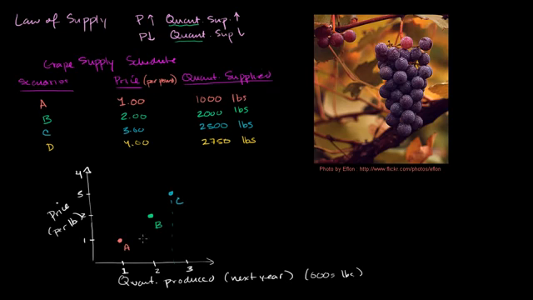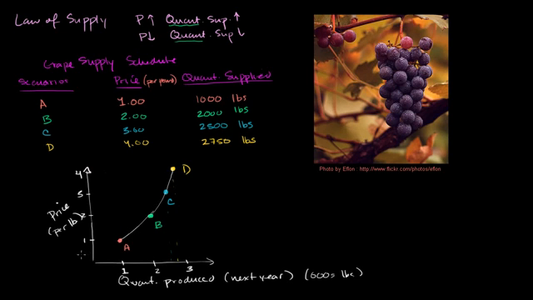So this is scenario C. And then scenario D at $4. Actually, let me be a little bit clearer with that because we're getting kind of close. So this is 2,500 pounds. Gets us right over here. This is scenario C. And then scenario D at $4, 2,750 pounds, is right over there. So that is $4. That is scenario D. And if we connect them, they should all be on our supply curve. It will look something like that.